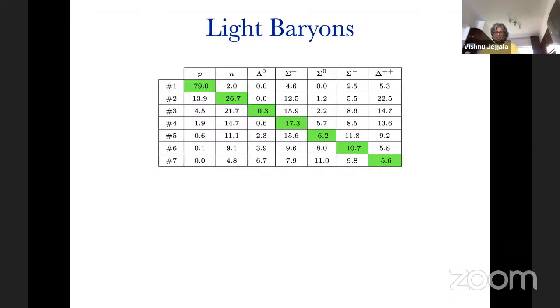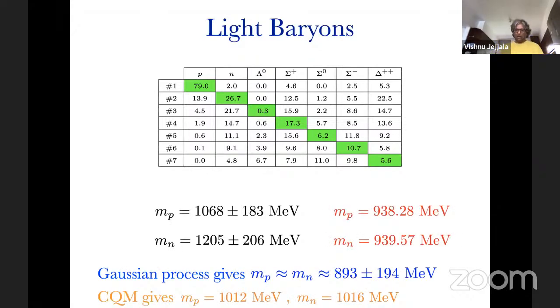We also find that among the light baryons, the proton is predicted to be the lightest particle in 79% of the cases. And in the plurality of cases, the neutron is the second lightest of the baryons. The actual mass predictions, well, the error bars are rather high, so it's difficult to actually compare to the data. But the numbers are comparable to the constituent quark model predictions as well.